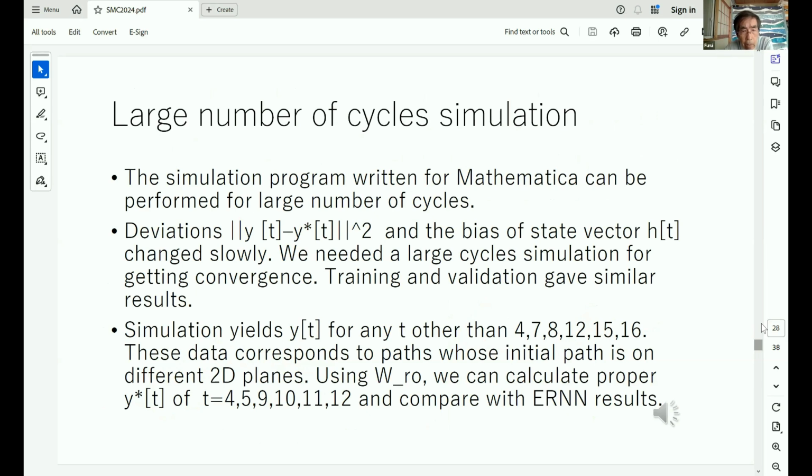This calculation was done using Mathematica, and the deviation and the variance of the state vector change slowly. So a large cycle simulation was needed for getting convergence, and training and validation gave similar results. Simulation yields YT for any t other than 4, 7, 8, 12, 15, 16. These data correspond to the paths whose initial paths are on different two-dimensional planes. Using this WRO, we can calculate the proper y star t of t equal 4, 5, 9, 10, 11, 12, and compare with the Elman results.